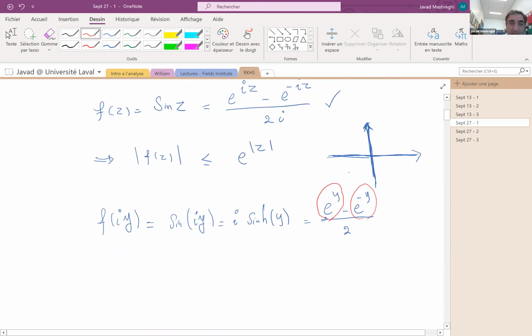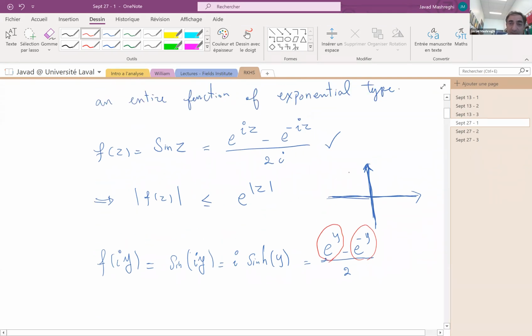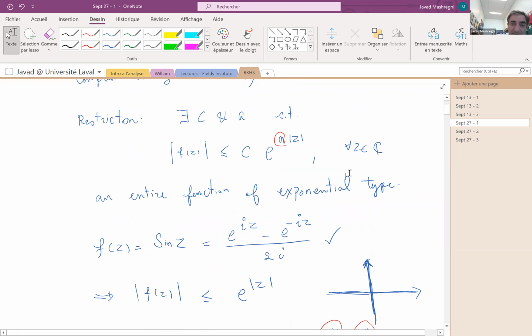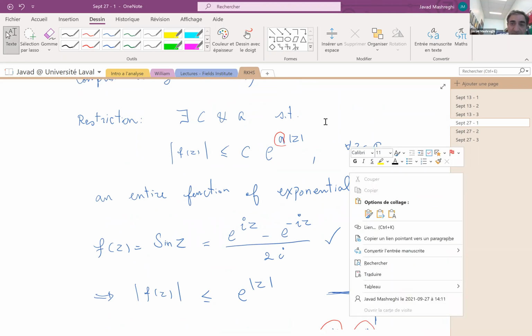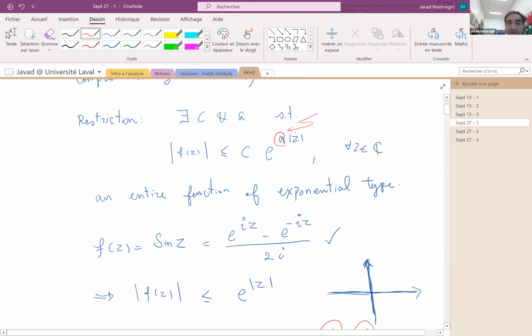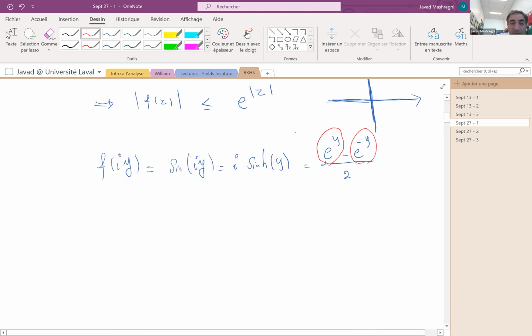So this is an example of an entire function of exponential type. And this example also suggests that we look for the best value of A here. And this is called the type of f. So, definition of type.